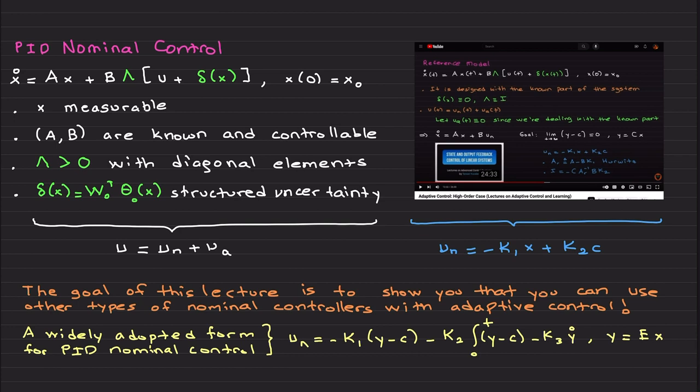All right, to summarize, the goal of this lecture is to show that you can use other types of nominal controllers, and in particular PID with adaptive control. And if you look at the literature, PID has different structures, although at the higher level, they all look more or less the same. I am going to focus on a widely adopted popular form of PID nominal control, which looks like this. There exists a matrix that multiplies y minus c.